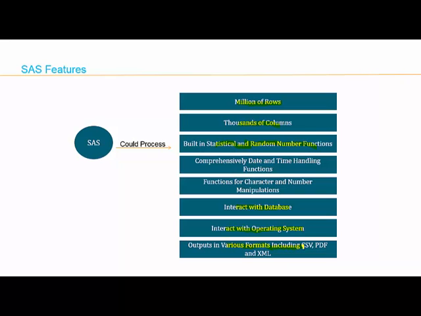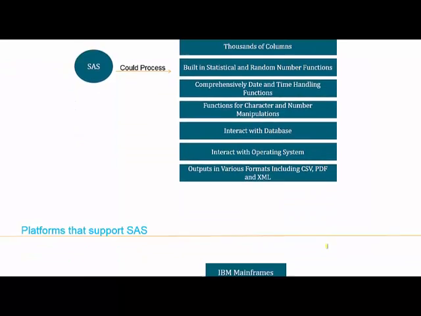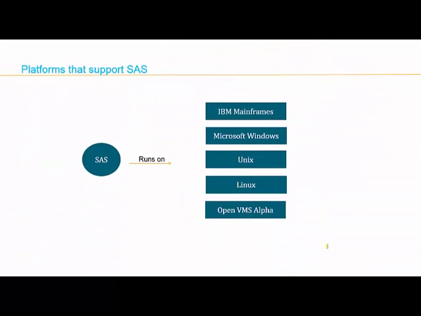Another good point of SAS is that it can deliver output in the form of a CSV file, PDF file, XML file, or Word document. Or if you have direct access to a database, SAS outputs can be generated directly on any of the databases. SAS can be installed on various platforms: IBM mainframe, Microsoft Windows, Linux, Unix, and OpenVMS.